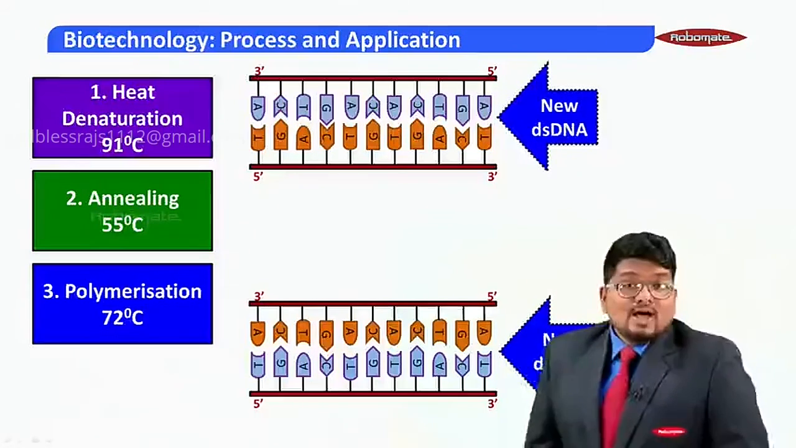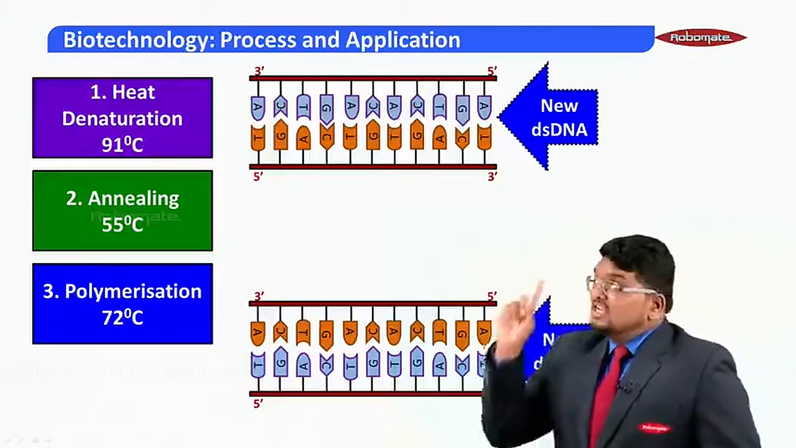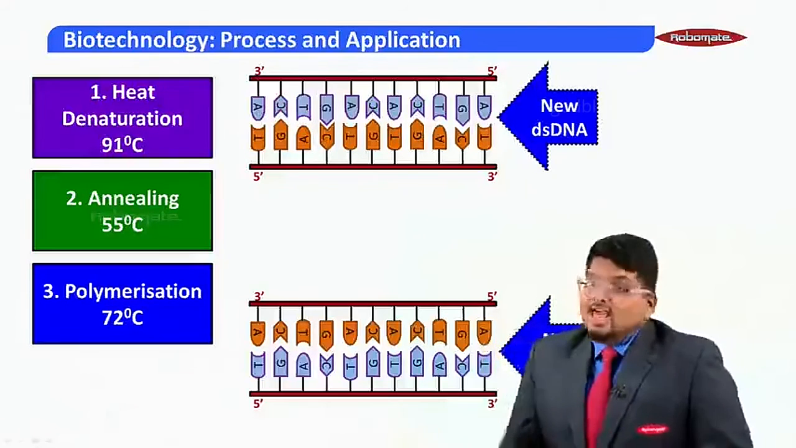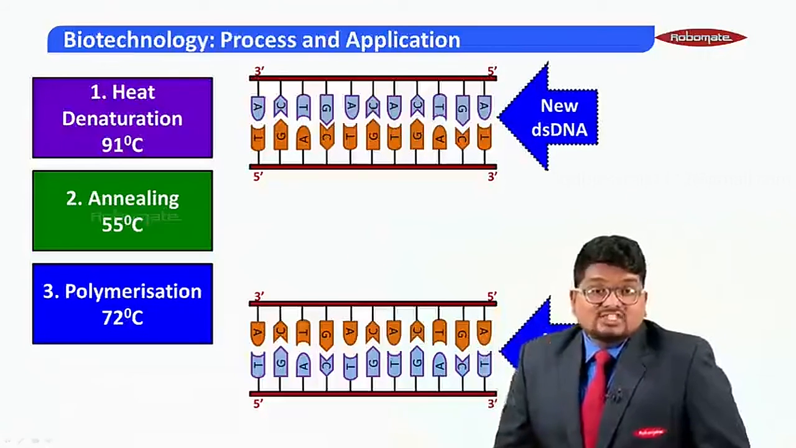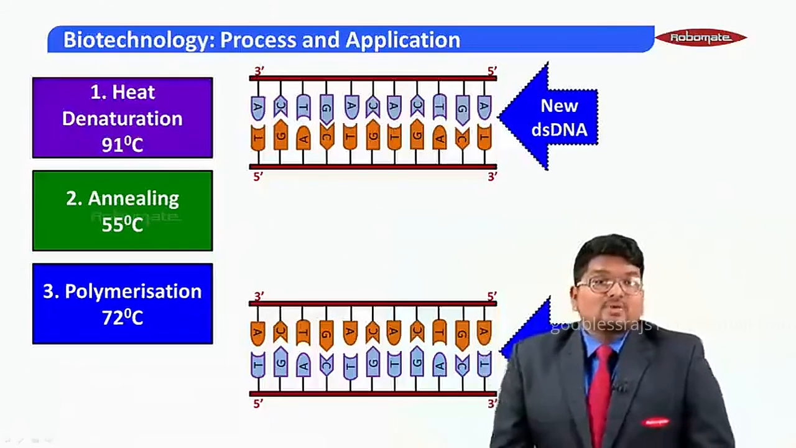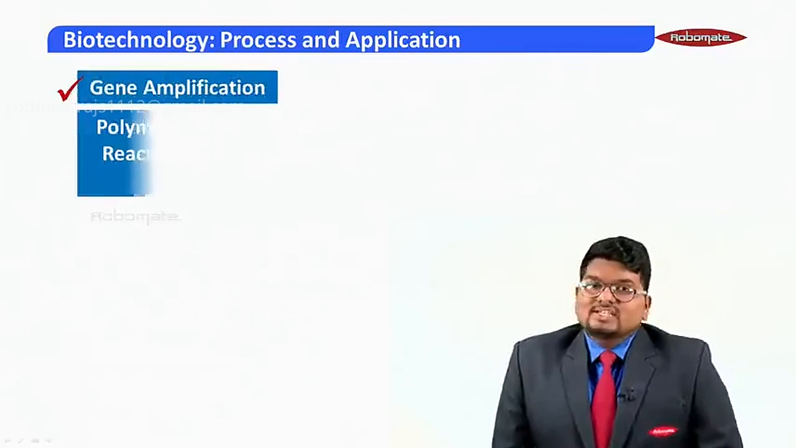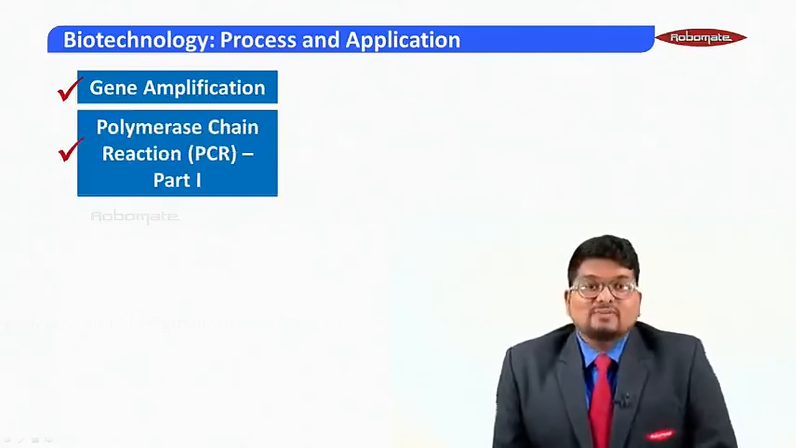So that is the process of PCR, and the steps are heat denaturation, annealing and polymerization carried out at 91 degrees Celsius, 55 degrees Celsius and 72 degrees Celsius respectively. Remember those temperatures very well, my students. So in this module, we studied gene amplification and the first part of polymerase chain reaction or PCR.